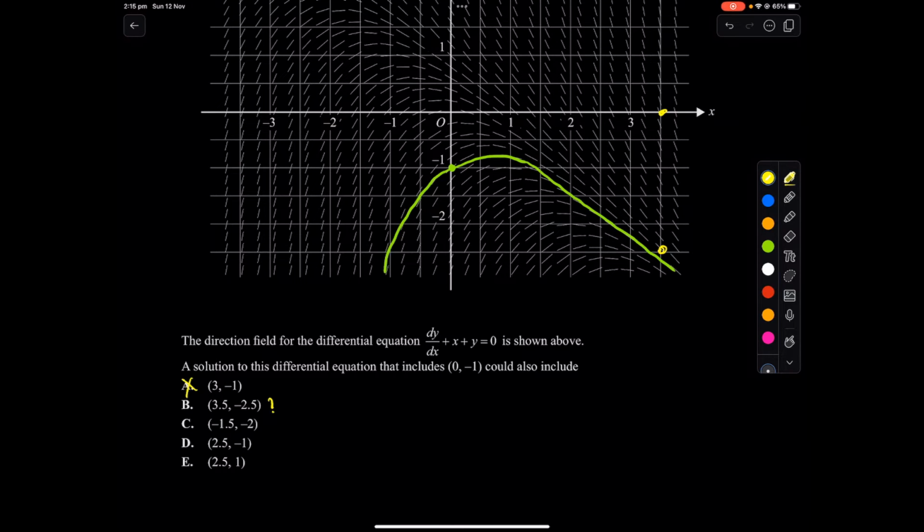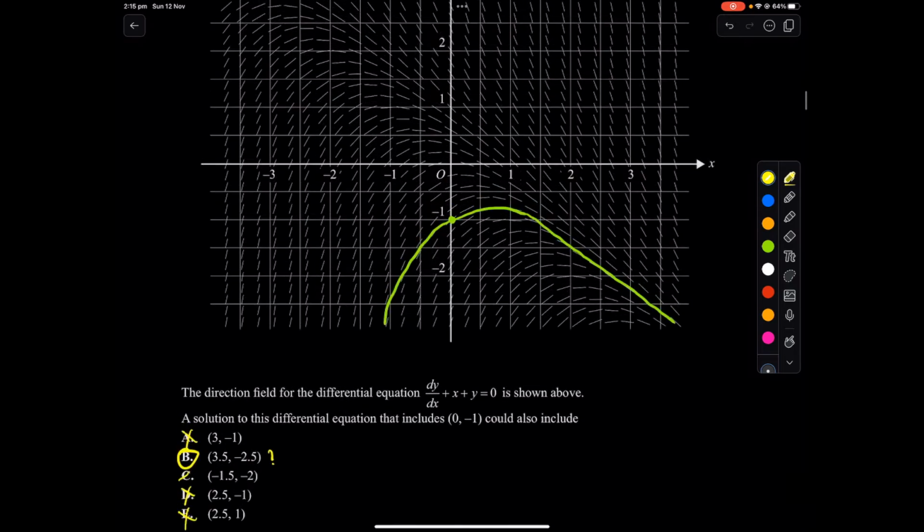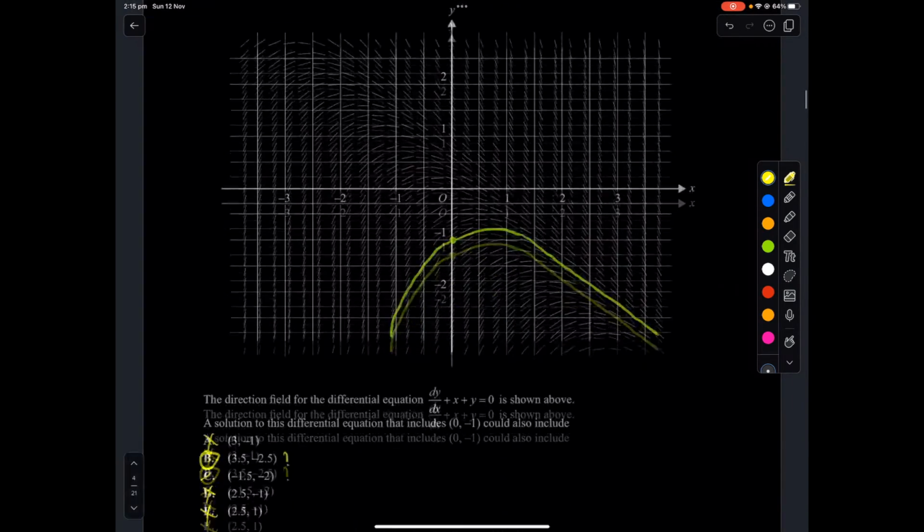C, let's try to do C. -1.5 is here, and -2. Nope, so we're talking about here. Nope, that's wrong. D is 2.5, so 2.5 is here, and -1, which is here. Nope. And 2.5, which is here, and 1, which is here. Nope. So the only possible answer would be B. Nice. That's how I would do this question.